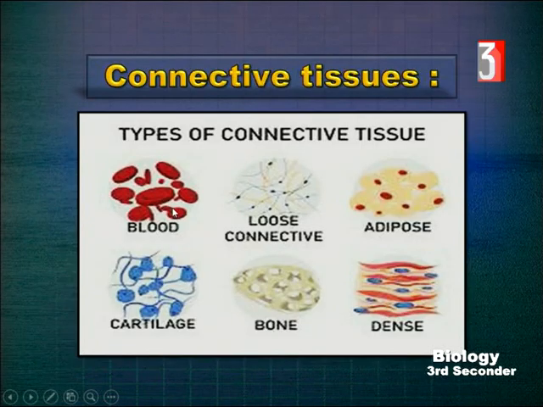The intercellular substance may be solid due to deposition of calcium. If the calcium is little amount, it forms cartilage. If the calcium deposits in a high amount, it forms bone. So the bone contains a higher amount of calcium than cartilage. Okay, this is the connective tissue, and this is the cartilage and bone related to support in human.